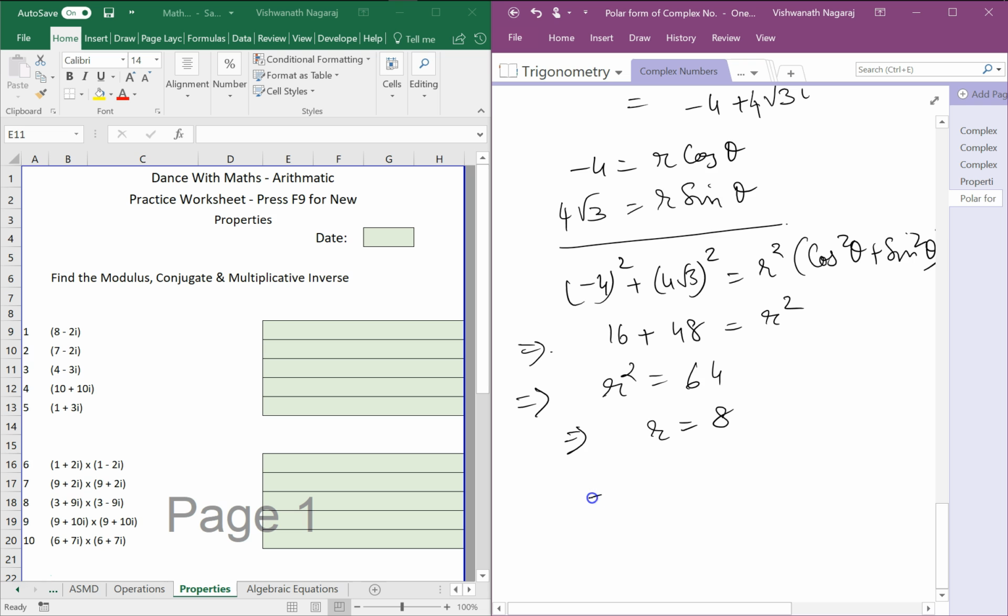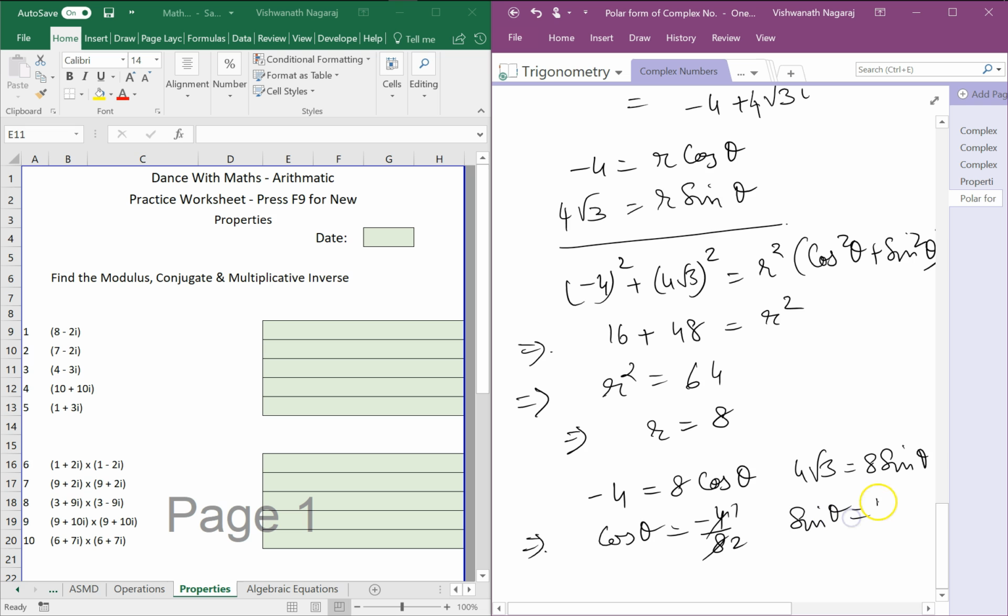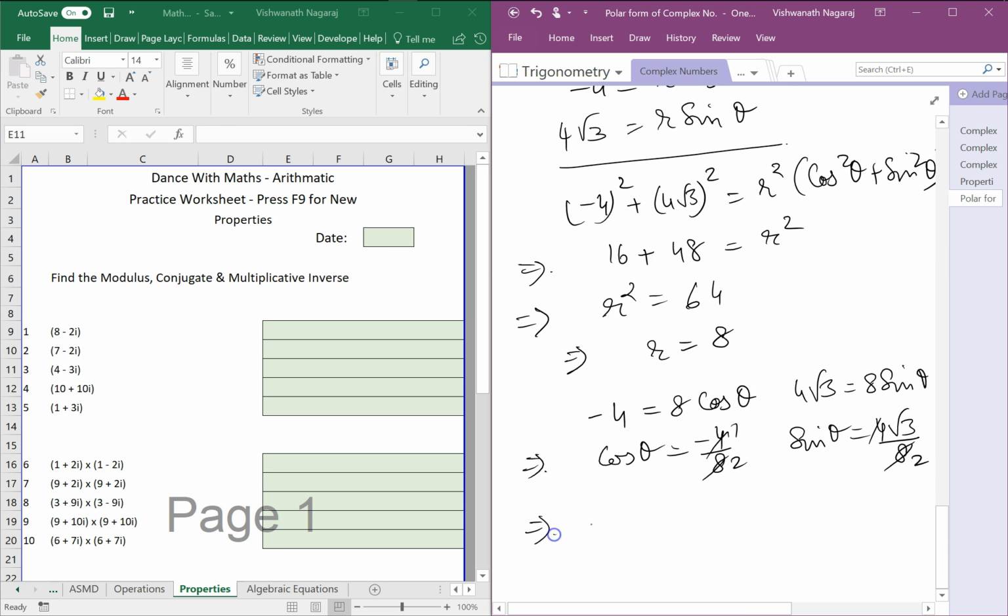Now that we have got r, let's substitute it. It becomes 8 cos θ, and 4√3 is equal to 8 sin θ. That means cos θ is equal to -4 by 8, and sin θ is equal to 4√3 by 8. So cos θ is equal to -1/2 and sin θ is equal to √3/2.